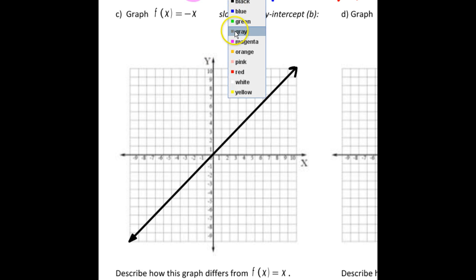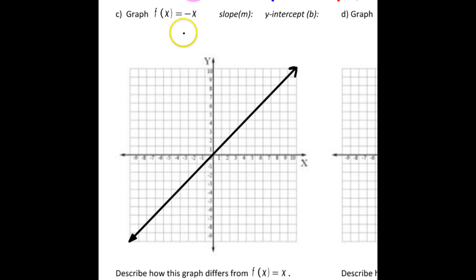What do we have for a slope here? Yeah, it's negative, which is the same as -1, which is the same as -1/1, and the y-intercept is still 0. There's no number after the x. There's no constant.